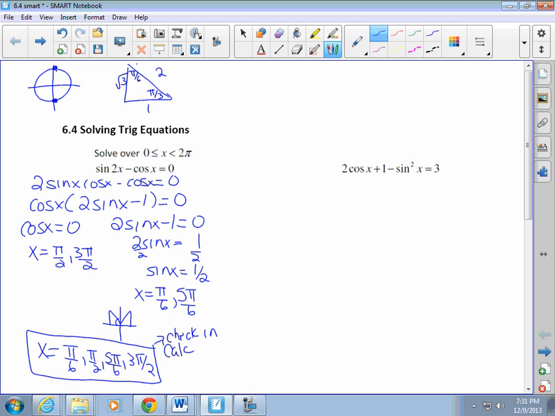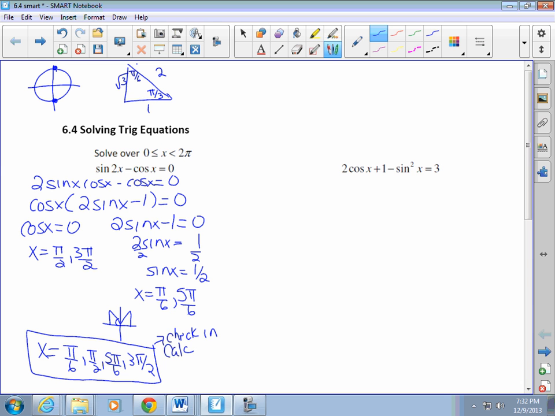So the next one, 2 cos x plus 1 minus sine squared x is equal to 3. So I take a look at my equations here. I know there's nothing I can do on the right side of the equation, so I take a look at the left side. So 2 cos x plus 1 minus sine squared x.